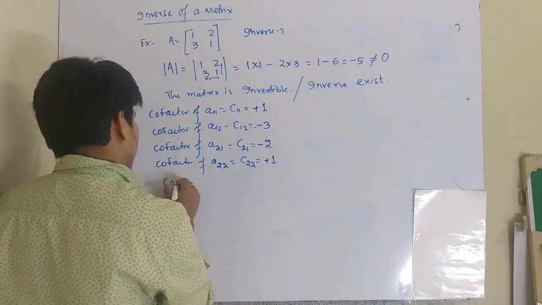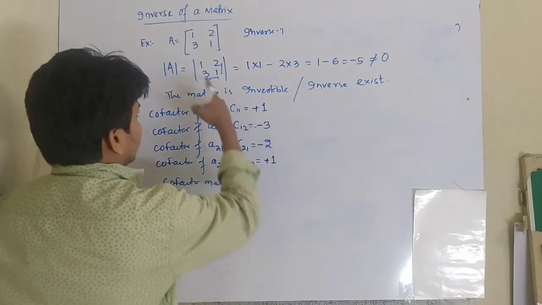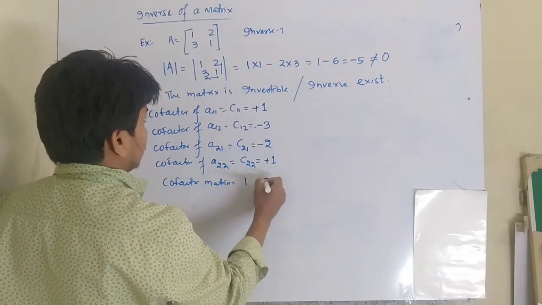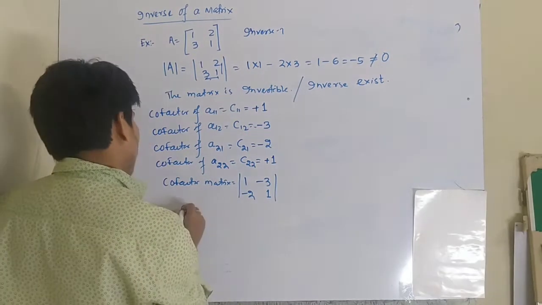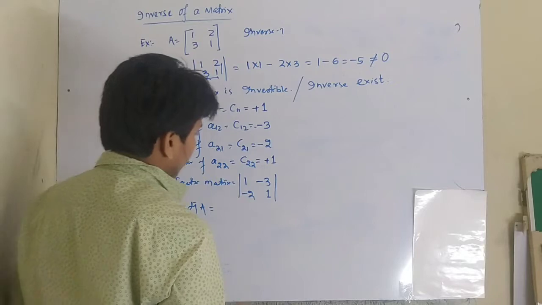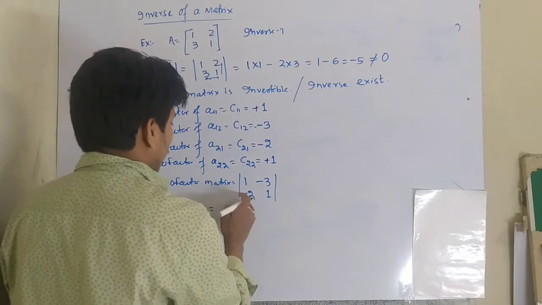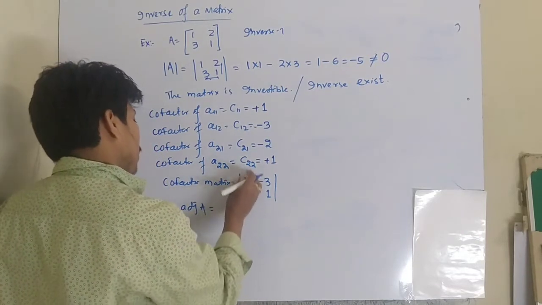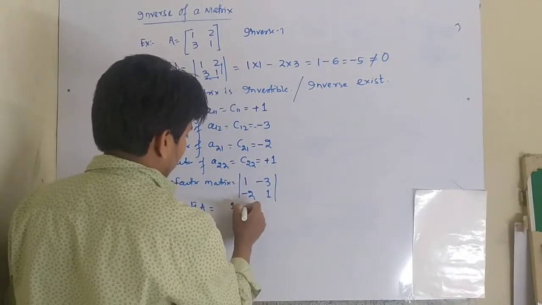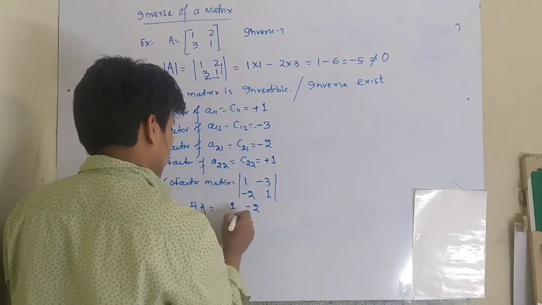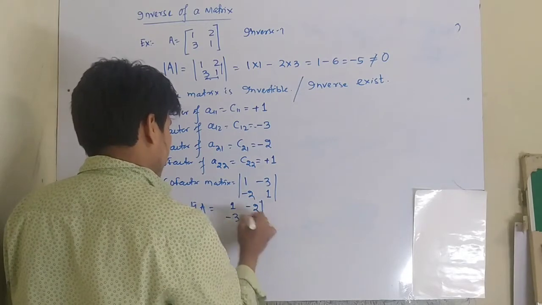So you can write the cofactor matrix for this one: 1, minus 3, minus 2, 1. This is the cofactor matrix. What is the adjoint matrix, adjoint of A? You have to transpose this. This means you have to change the rows into columns. So the adjoint matrix is [1 minus 2; minus 3 1].